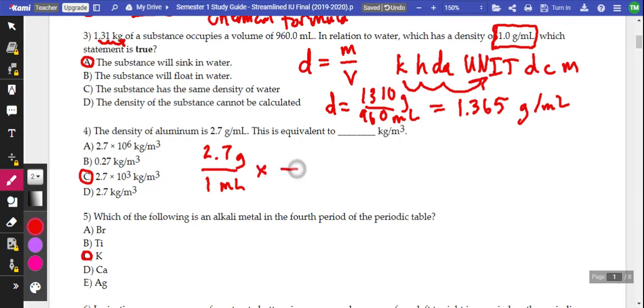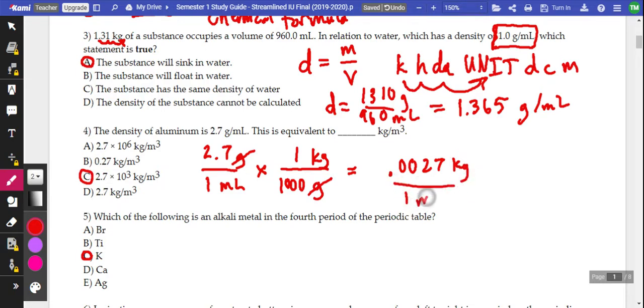So let's multiply this. I want to get rid of grams and change to kilograms. Again, you could do your KHDA unit DCM thing up here and just move your decimal point over, but I'm going to show the mathy way this time. To change from grams to kilograms, I need to get rid of grams, and I want to get kilograms. My units cancel because there's one on top, one on bottom, and there are 1,000 grams in 1 kilogram. So this is going to wind up being 0.0027 kilograms per 1 milliliter.